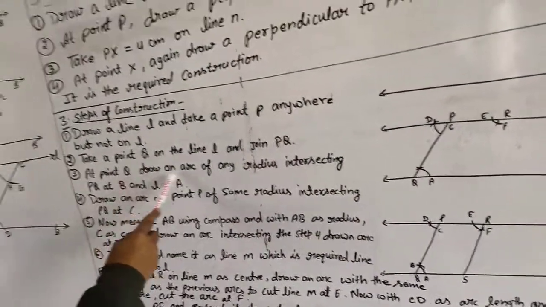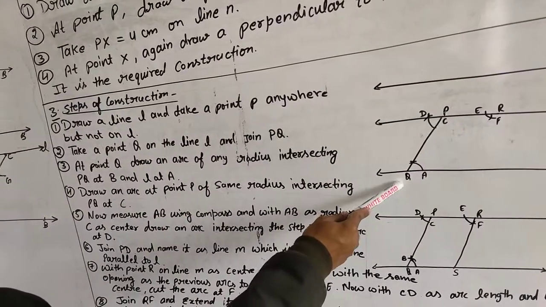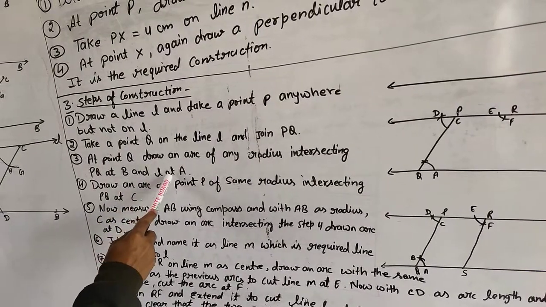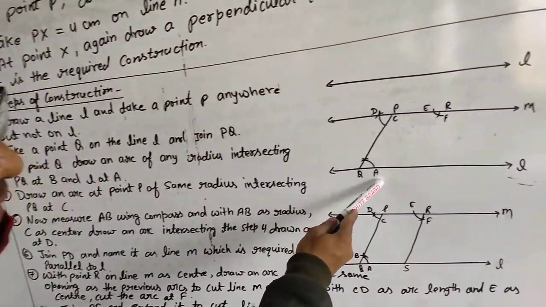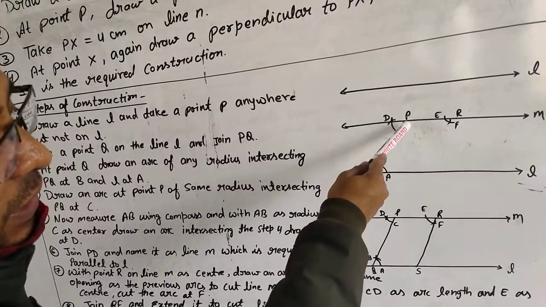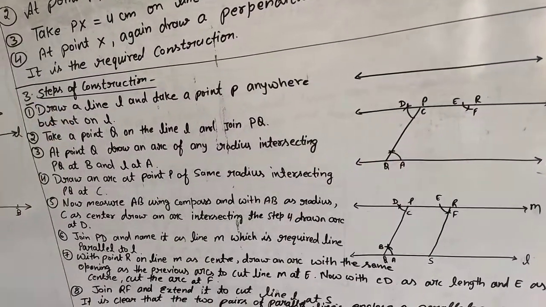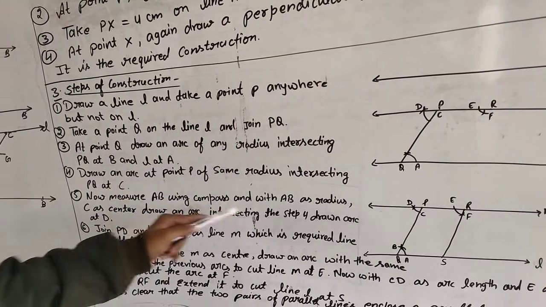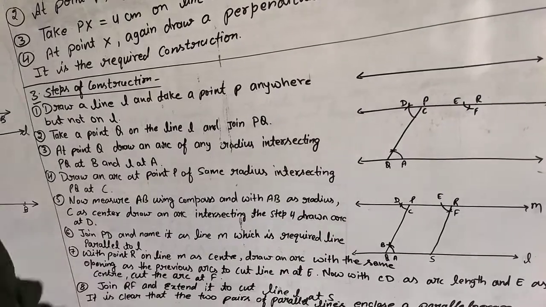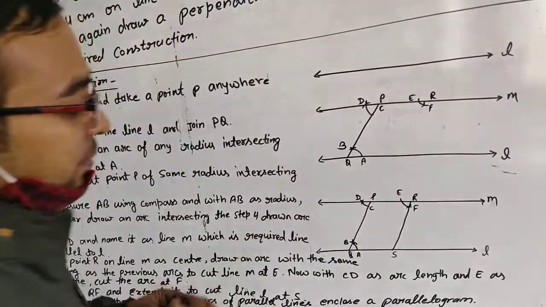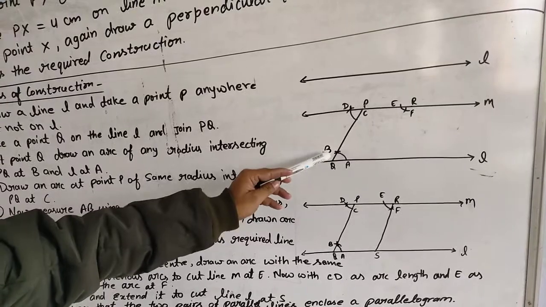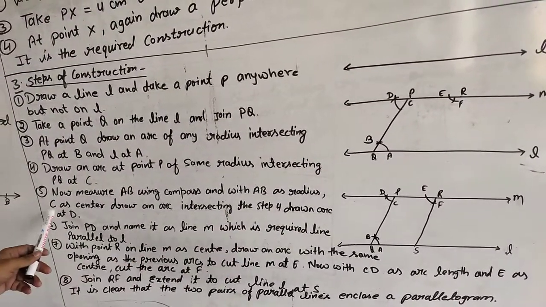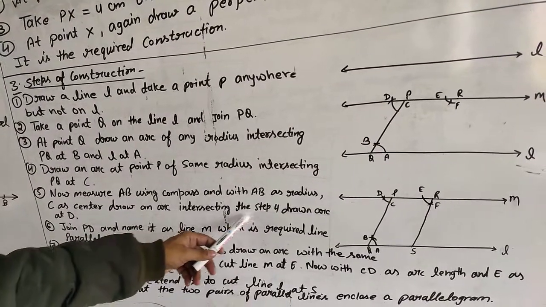At point Q, draw an arc intersecting PQ at B and L at A. With the same radius, draw another arc from P, cutting at C. Now measure AB using the compass, and with AB as radius and C as center, draw an arc.